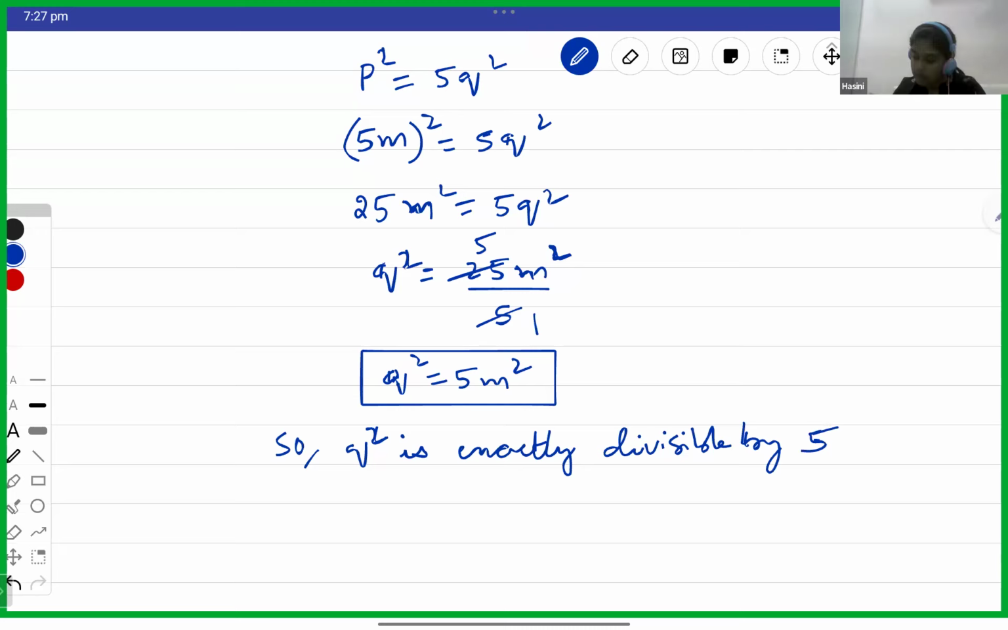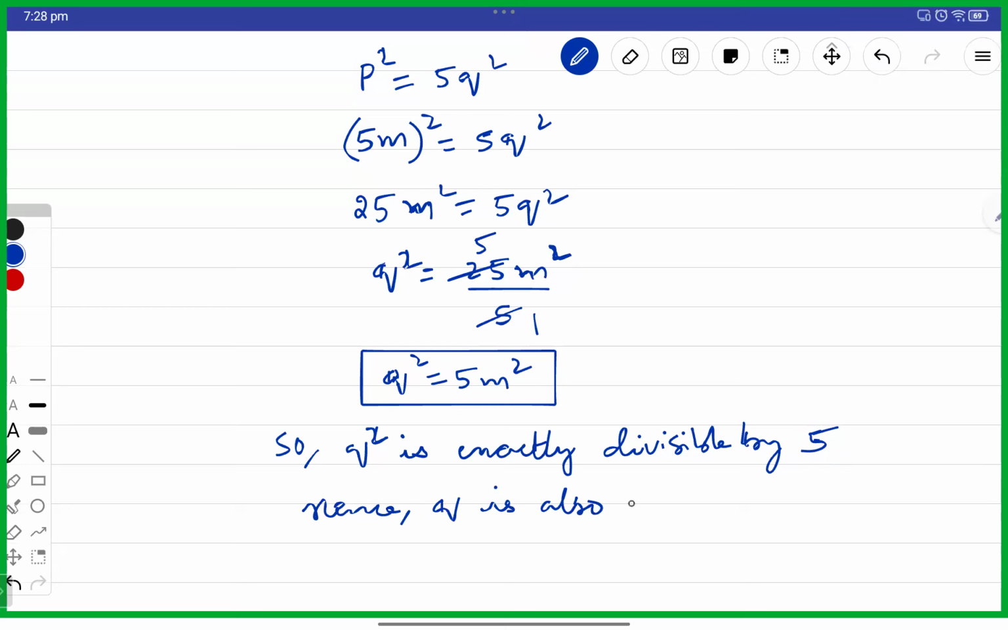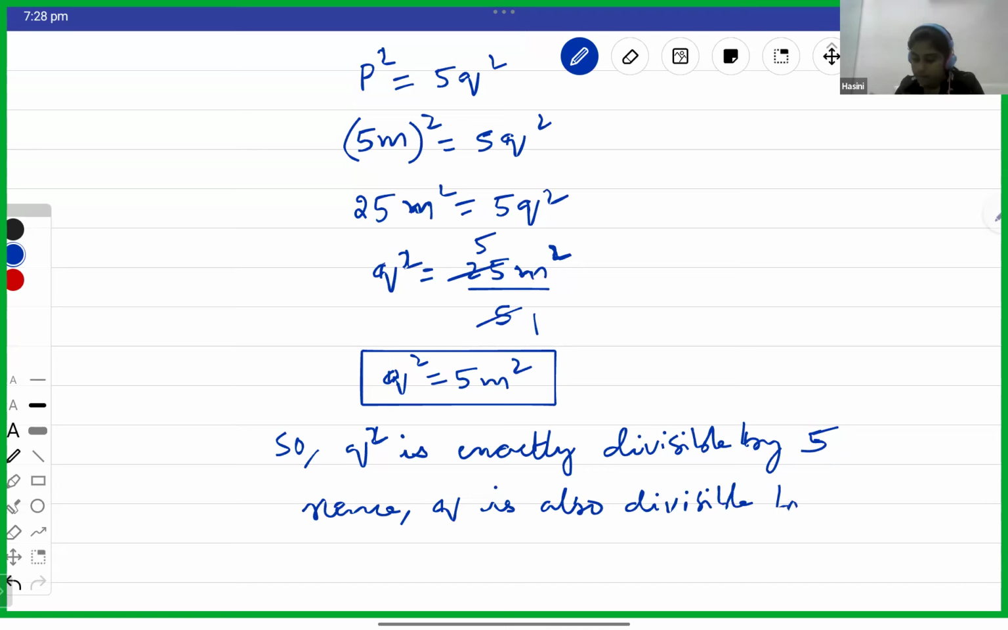Now if q square is exactly divisible by 5, again by that theorem, 5 is a prime number and q square is a perfect square. So q square is divisible by 5, and using the theorem we write: if q square is divisible by 5, hence q is also divisible by 5.